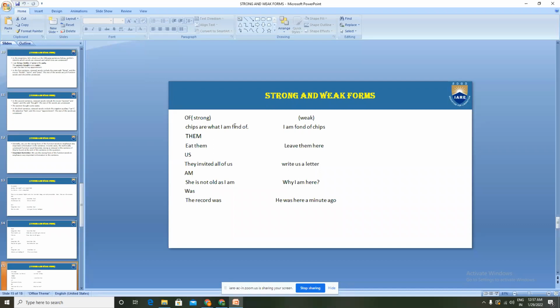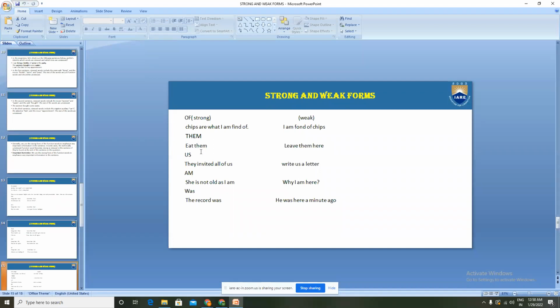Next, "I'm fond of chips." Here "of" is a weak form. Next, strong form: "Chips are what I'm fond of." "Of" is at the end, so we have to pronounce it strongly.